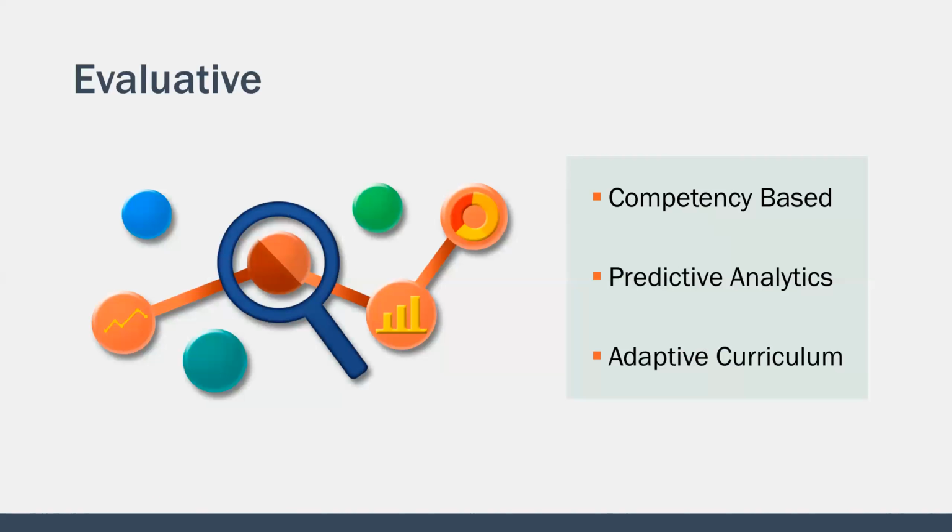And adaptive learning and curriculum is about using the performance of the student and using algorithms based on what they're doing in order to adjust the content or maybe the questions that they're being asked to make it either more challenging or a little bit easier based on what they know and what they're able to do. So that's how it's evaluative.